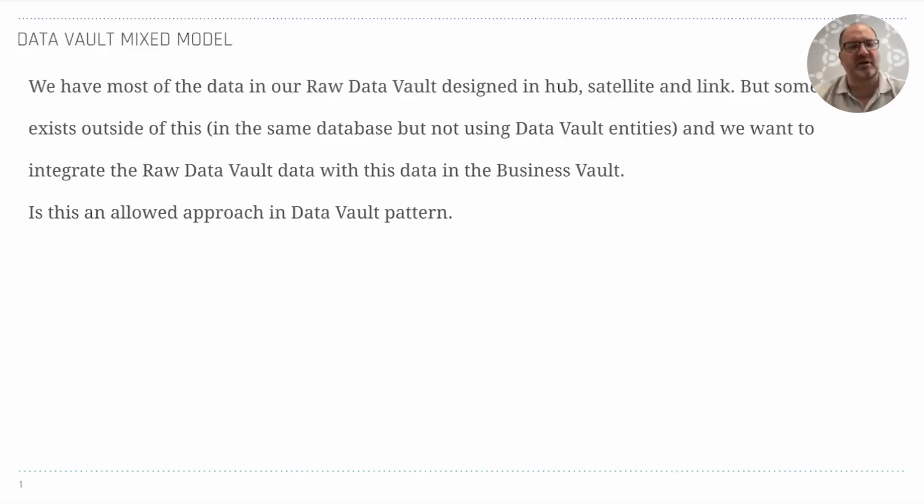We have a question though. So let me just show it to you. There you go. This question is essentially about a mixed model where the user has both raw data vault entities and some other entities. Let me read this. We have most of the data in our raw data vault designed in hubs, links, satellites, but some data exists outside of this in the same database, but not using data vault entities. And we want to integrate the raw data vault data with this data in the business vault. Is this an allowed approach in data vault pattern?